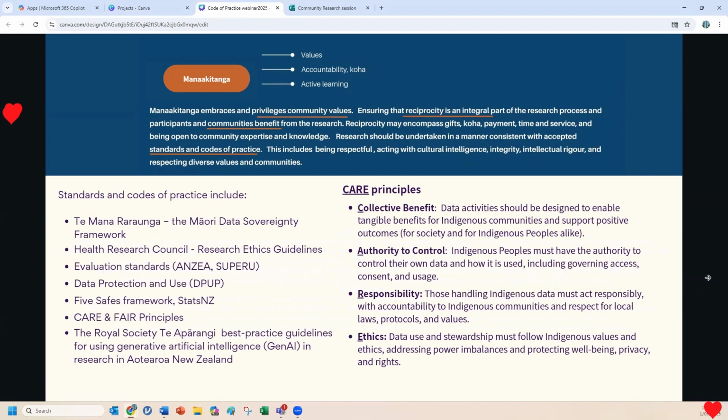connecting with communities is the CARE principles, which was developed by the global, I'm going to maybe get the words the wrong way around, Global Indigenous Governance Group, of which the Māori Data Sovereignty Group and Iwi Data Group were involved. And that's around that, again, collective benefit, authority to control, responsibility, and ethics.